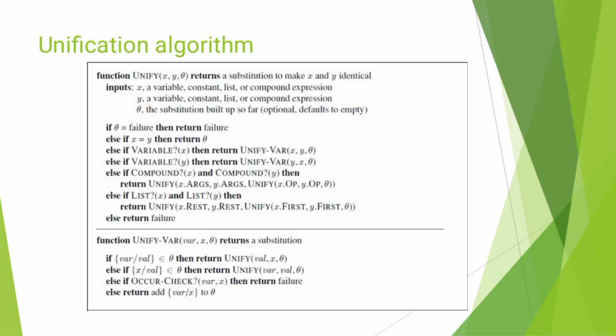It returns the identical value for x and y; the inputs are x, y and theta. If theta equals failure, then it returns failure. Else if x equals y, then return theta. Else if Variable?(x), then return Unify-Var(x, y, theta). Then if Compound?(x) and Compound?(y), then it returns Unify(x.args, y.args, Unify(x.op, y.op, theta)). Here we are mainly using the function concept. The function name is Unify.